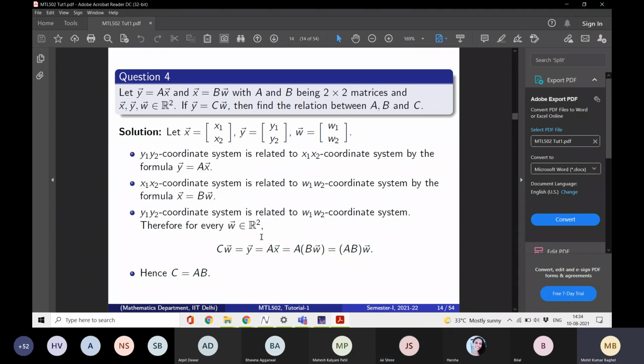So here you can see the outline, that in that way you can answer. Whatever you have said is also the correct way, but you can also answer in this way.